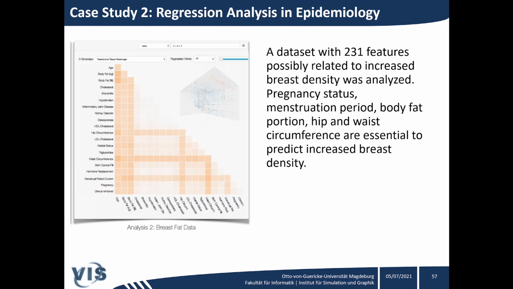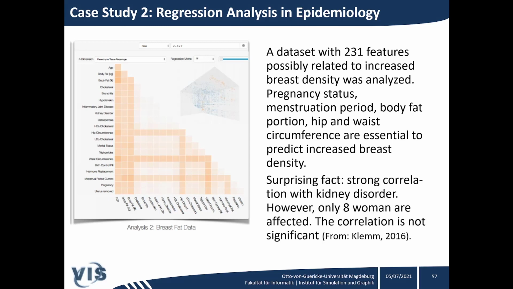Here you can see the heat map visualization of the R-squared values for our breast dataset. As a reminder, a dataset with 231 features possibly related to increased breast density was analyzed. The pregnancy status, the menstruation period, body fat portion, hip and waist circumference are essential to predict the increased breast density. And it was surprising that there is a strong correlation with kidney disorders. However, only 8 women are affected, thus the correlation is not significant in this dataset.